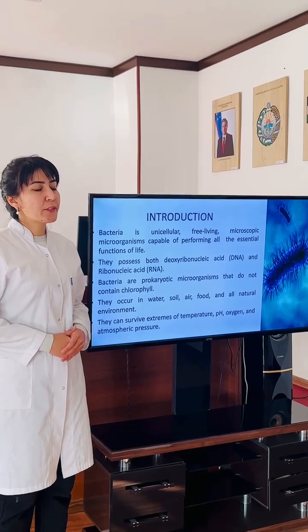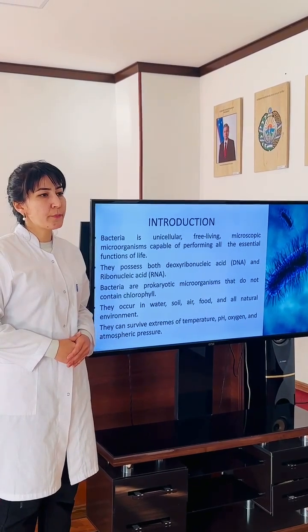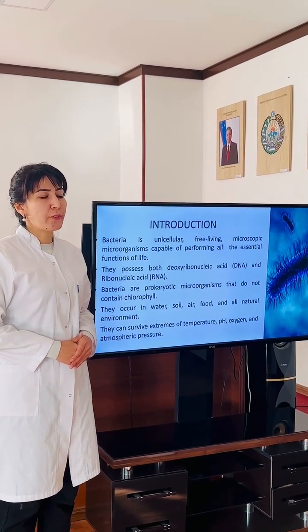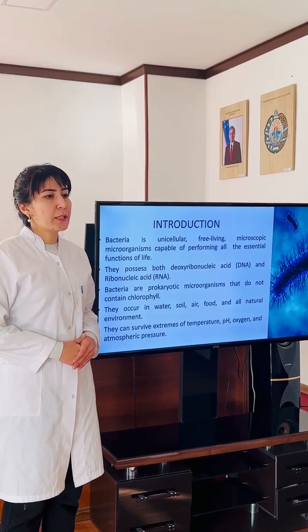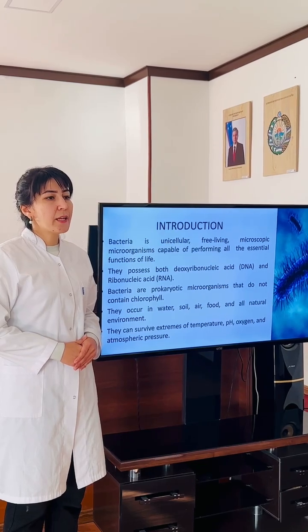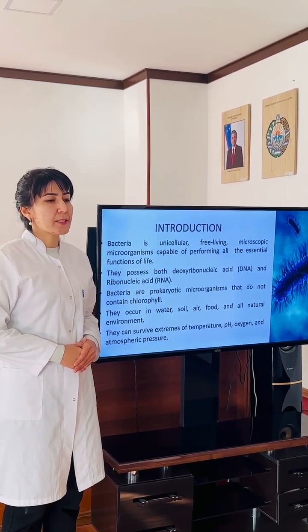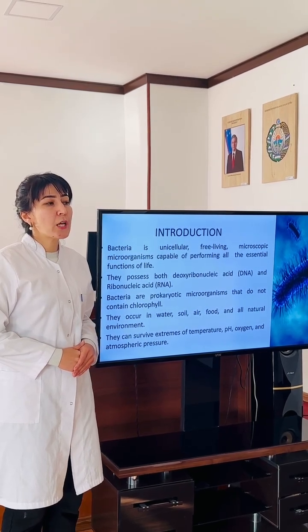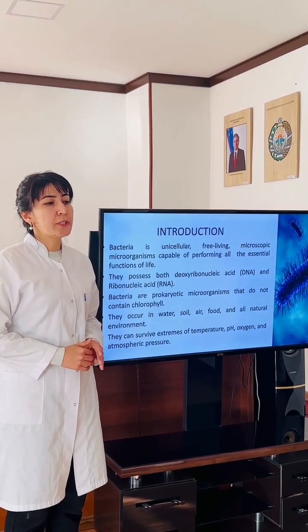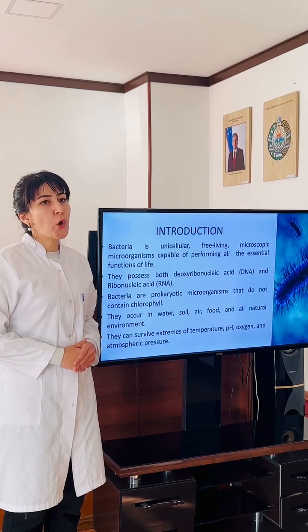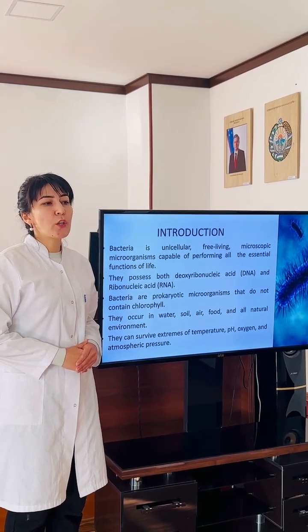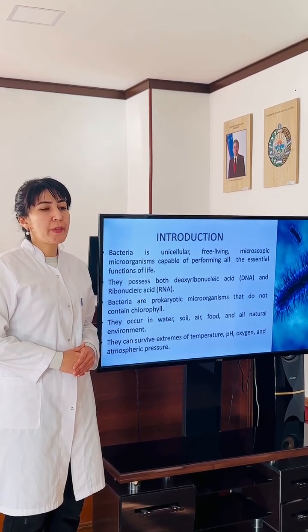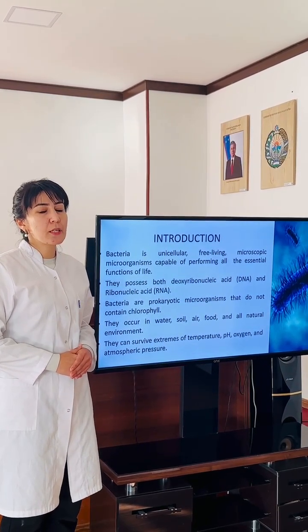Introduction. Bacteria are unicellular free-living microscopic microorganisms capable of performing all of the essential functions of life. They contain deoxyribonucleic acid, DNA, or ribonucleic acid, RNA. Bacteria are prokaryote microorganisms. They do not contain chlorophyll. They occur in water, soil, air, food, and all of the natural environment, and they can survive extremes of temperature, pH, oxygen, and atmospheric pressure.